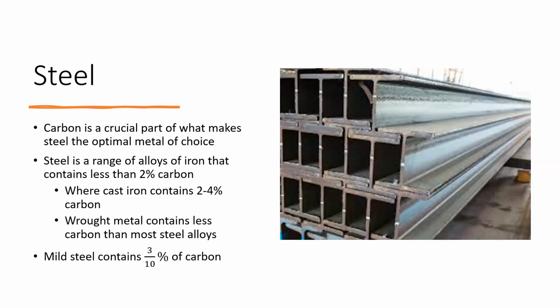Now, mild steel contains 0.3% carbon. However, it also contains beneficial elements such as magnesium and silicon. It also contains important impurities. This means mild steel has been optimized to be the best choice for structural purposes.